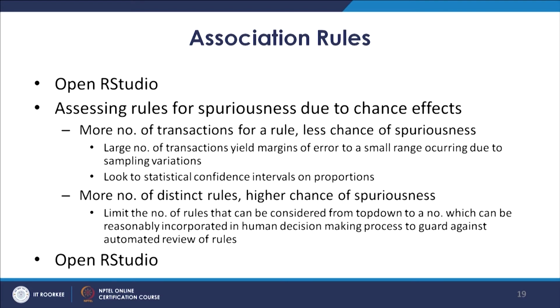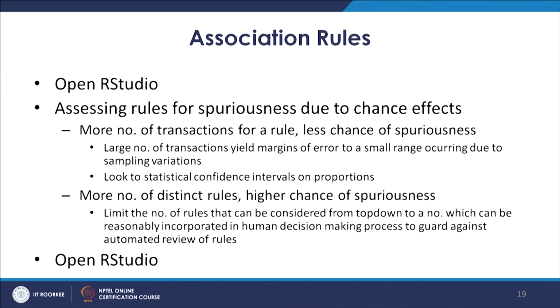A large number of transactions narrows the margin of error to a small range occurring due to sampling variations. So, if there are a large number of transactions behind the rule, then the margin of error would be in a small range, right. So, the rule is going to be more meaningful, more useful. Of course, we can always look at statistical confidence intervals on proportion to look at the margin of error, right.